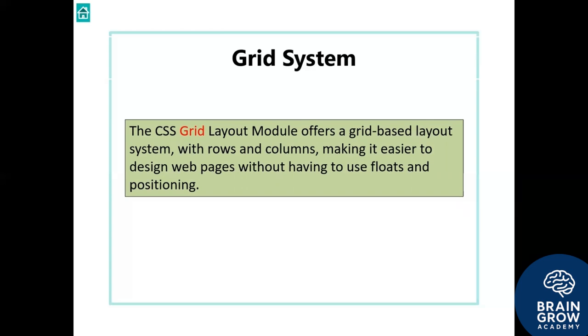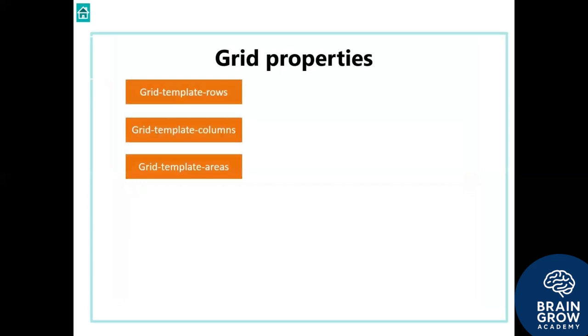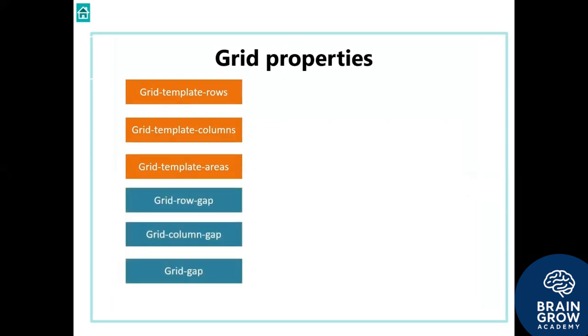Alright, so here are some of the main properties. First, we have grid template rows, which specifies the row and its width. Then we have grid template columns, which specifies the column and its width. Then we have grid template areas, which is not very important, and it only specifies the area. Some of the other properties are grid row gap, grid column gap, and grid gap. These are mainly used to specify the gap between rows and columns.